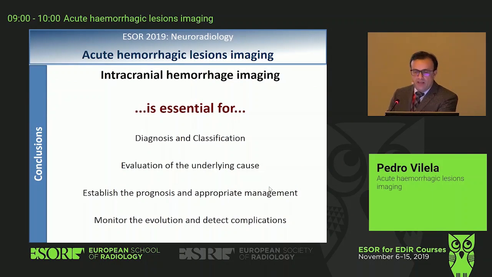So in intracranial hemorrhage, imaging is essential for the diagnosis and classification, for the evaluation of the underlying cause, and MR is very important, to establish the prognosis and appropriate management, to monitor the evolution, and to detect the complications, especially at the moment that we can be helpful for the patient.